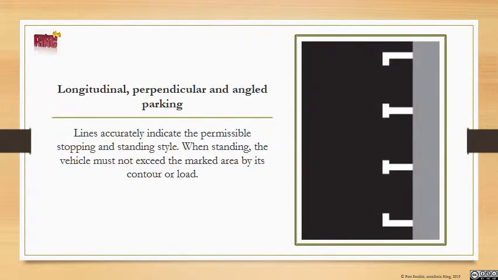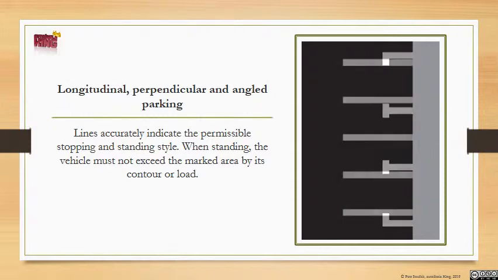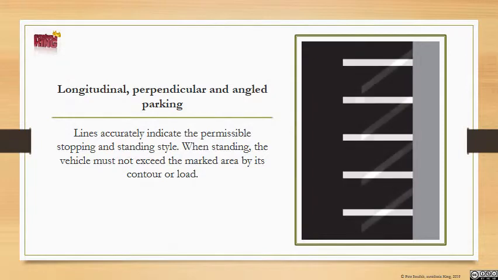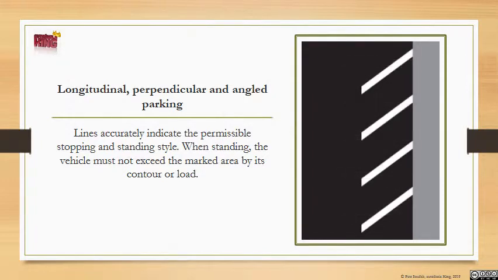Longitudinal, perpendicular and angled parking lines accurately indicate the permissible stopping and standing style. When standing, the vehicle must not exceed the marked area by its contour or load.